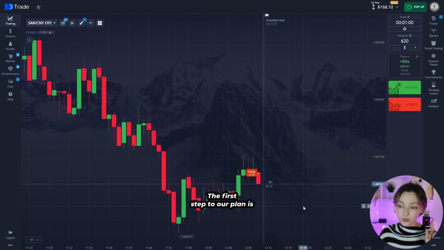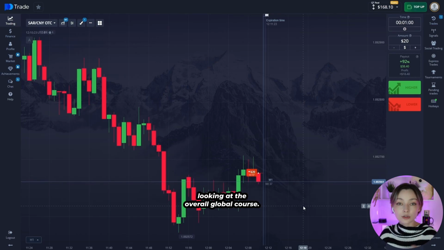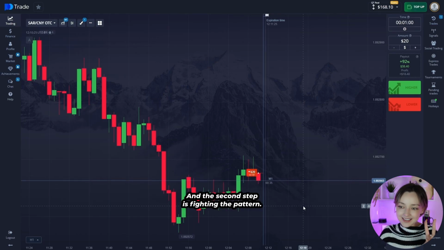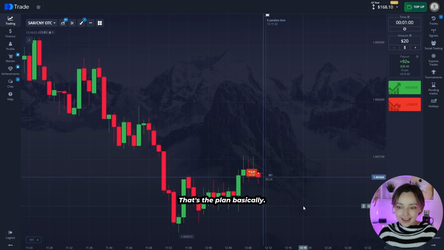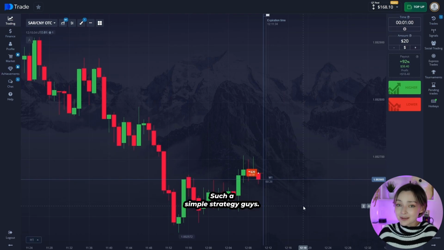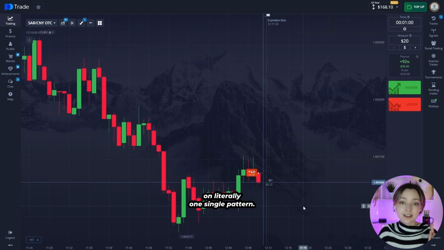The first step to our plan is looking at the overall global course. And the second step is finding the pattern. As soon as you find the pattern, you can place a trade right away. That's the plan basically. Such a simple strategy, guys. Such a simple strategy based on literally one single pattern. Isn't it wonderful?